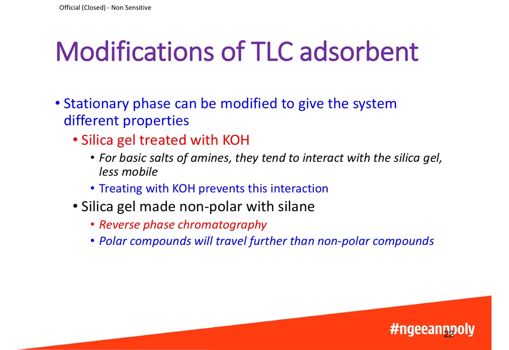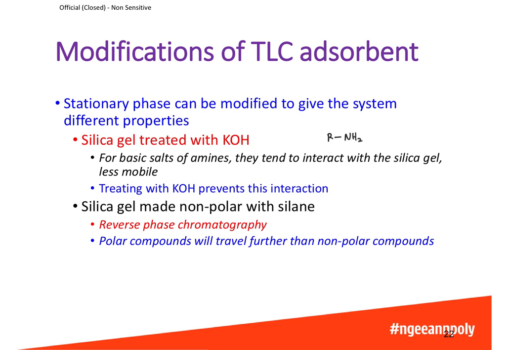The stationary phase for TLC is usually silica, but this stationary phase can also be modified to give the system different properties. One modification is to treat silica gel with potassium hydroxide. Silica gel is polar, and compounds that are very polar will adhere very strongly to the silica. For example, amines, which could have the structure of, let's say, RNH2. This is an example of a primary amine.